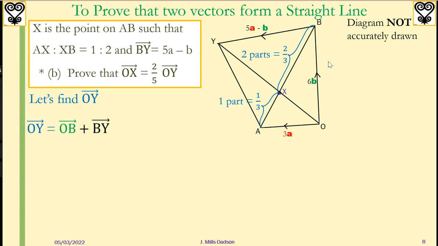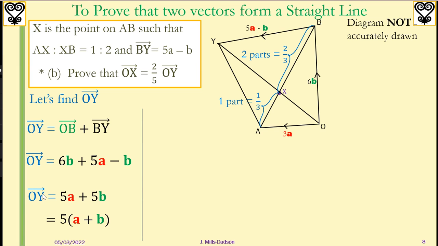Vector OB is along the direction. Vector BY is also along the direction, so nothing changes. We write what we have and we simplify. So this is what we have for vector OY: 5 into bracket A plus B.